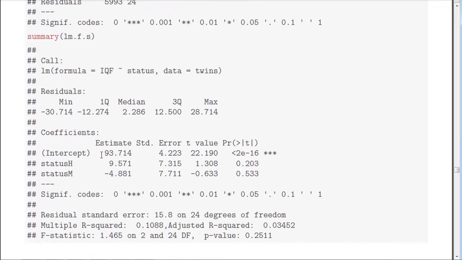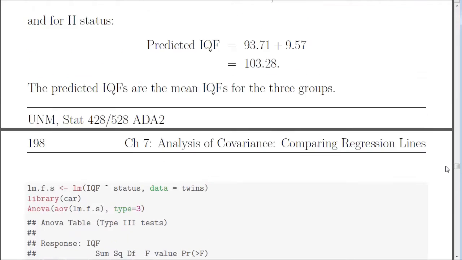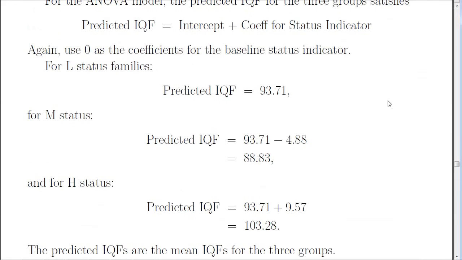And the three means, the low group mean is basically 93. The high group adds 9 points to that, so it gets you up around 102, 103. And the medium group subtracts 4, gets you down around 89 IQ. So those three fitted equations are here for the low group, the high group, and the medium group.